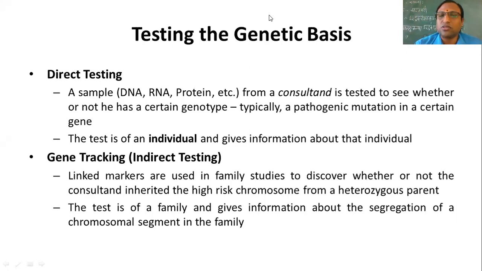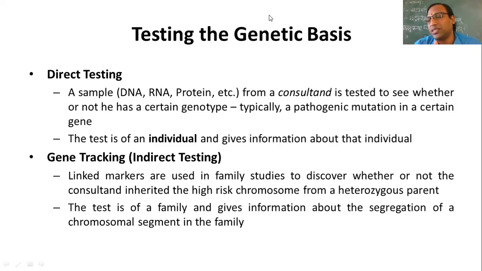So the test is of a family. Here both the parents, the mother and the father, are tested, and it gives information about the segregation of the chromosomal segment in the family, how it has been segregated. They can do a back cross also. Back cross means from the mother they can go to their father's and mother's genes and analyze all these things, and from the paternal side and maternal side both, and then they can give a conclusion at the end: when they combine their gametes, the new baby which is being formed, how much percentage of chances are there?